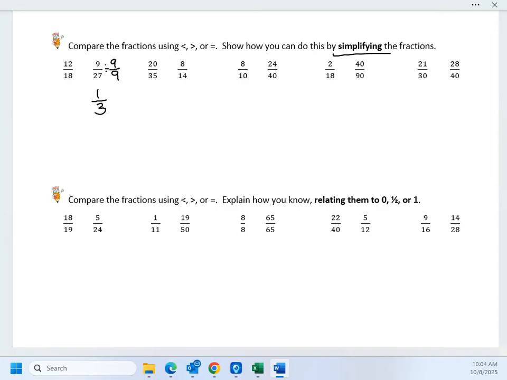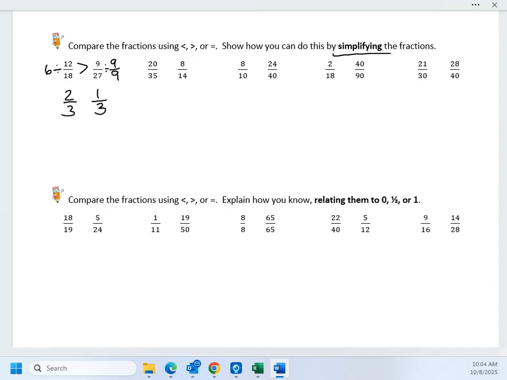Jackson? Divide by 6. I can divide them both by 6. 12 divided by 6 is 2. 18 divided by 6 is 3. So now, because I simplified it down to the same denominator, now I can compare them. So it's 2/3 greater than, less than, or equal to 1/3. Fernanda? Greater than. So I know 12/18ths is greater than 9/27ths.